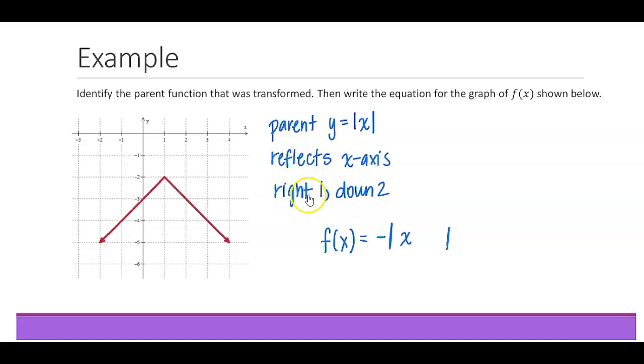Now since we move to the right 1, remember we think right and left, we think x, but we're moving to the right 1, so we're going to subtract 1. Remember, it's the opposite of what we think. Moving to the right is actually a -1 with the x inside of those absolute value bars. And then down 2 is subtracting on the outside, not with the x, right, with the y. So the down 2, the -2, will go on the outside. So we have in total, f of x is negative the absolute value of x minus 1 and then -2.